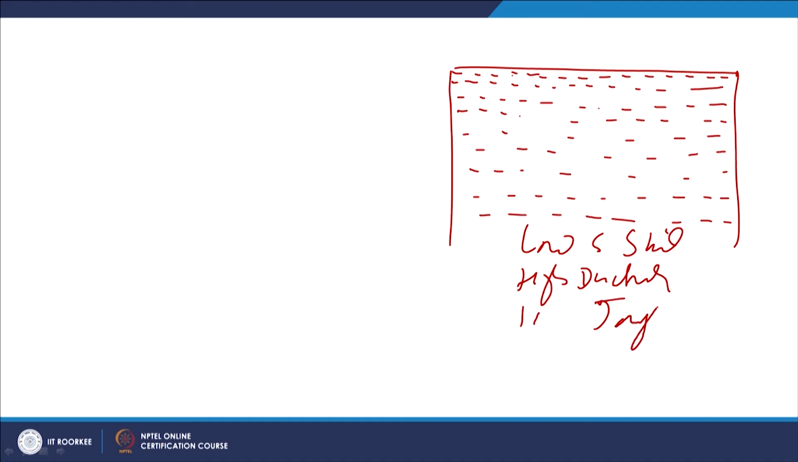Here we will have the low carbon steel substrate, which will have high ductility, high toughness and low hardness. So, these are the typical properties of the low carbon steel.